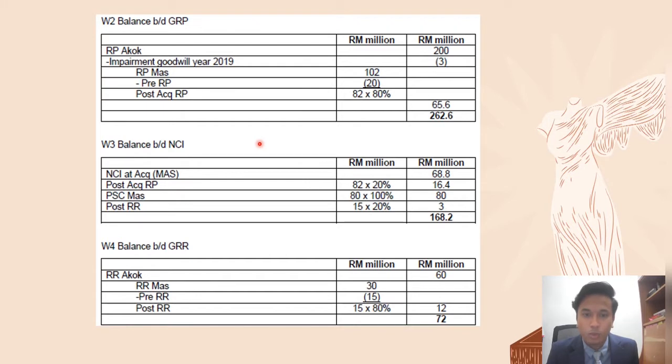For NCI, we will have NCI at acquisition of Mas 68.8% plus post RP 82 times 20% plus preferential capital of MAS 80 million times 100% because ACOB does not acquire any preferentials plus post RR of MAS 15 million times 20%, and we will get 168.2 million for NCI. For GRR, we plus RR ACOB 60 million and post RR of MAS 15 times 80%, and the total is 72 million.